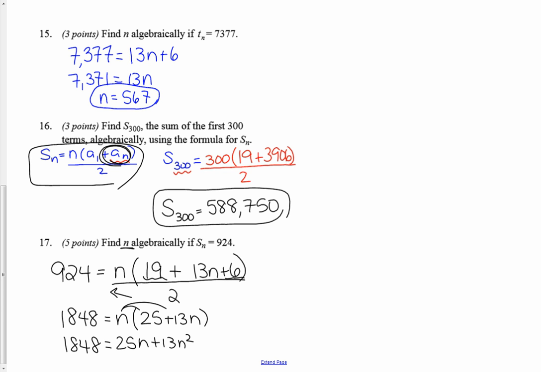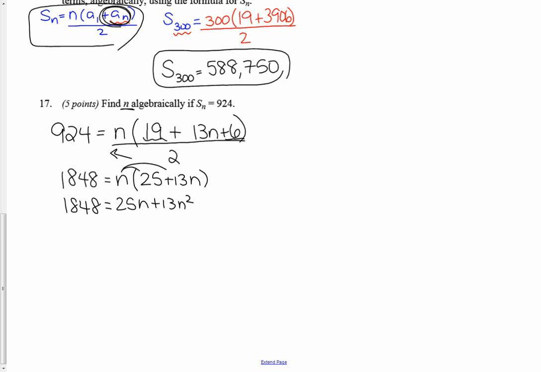So I see that this here is a quadratic. Let me give myself a little more space. To solve a quadratic, I like to have it equal to 0. So I'm going to rearrange. I like the 13n squared first because I like my squared term first. Then I would put my plus 25n. And then I would move my 1,848 over to the left side by subtracting.